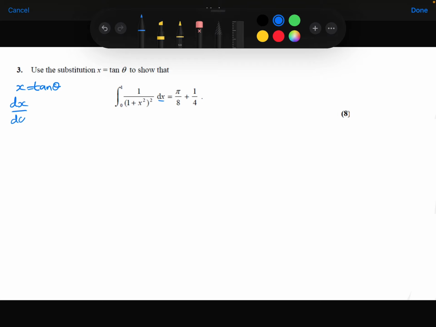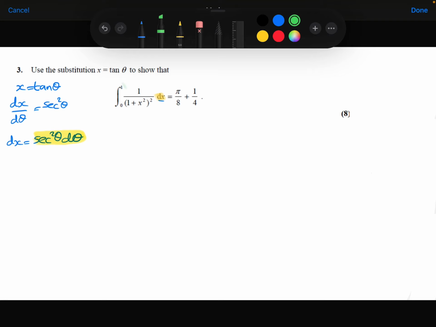So dx by d theta, when I differentiate tan, I get sec squared. So therefore dx is equal to sec squared theta d theta. And that is what I'm going to substitute in instead of the dx.